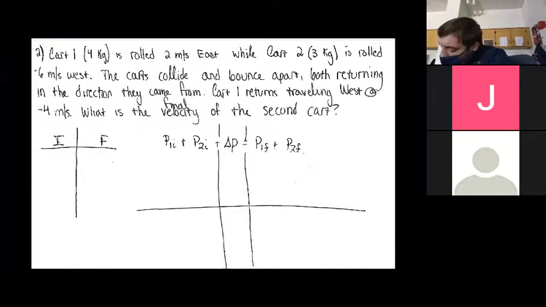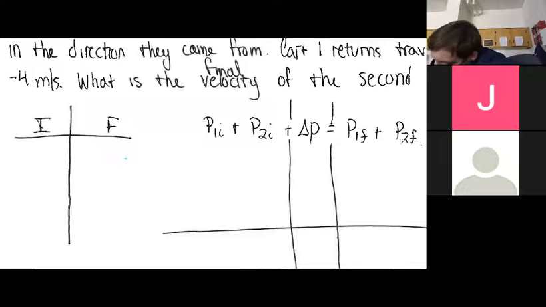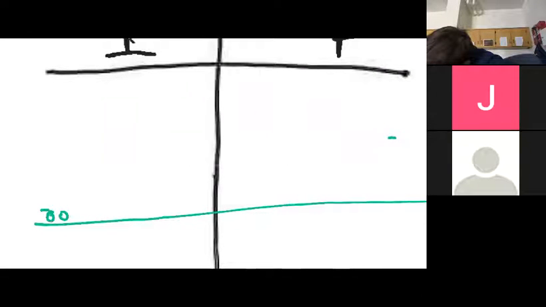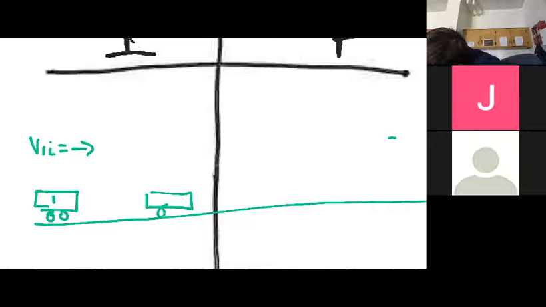So this one's a little different, but the process is really generally the same. Nice picture here. Got cart 1 and cart 2 rolling at each other.